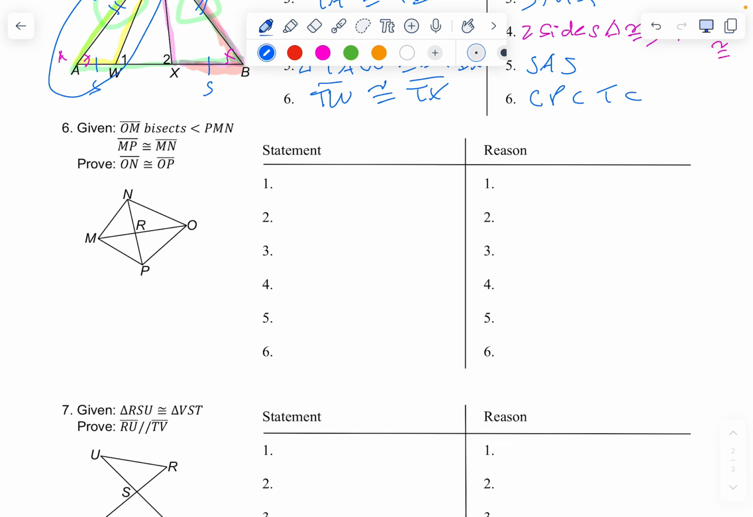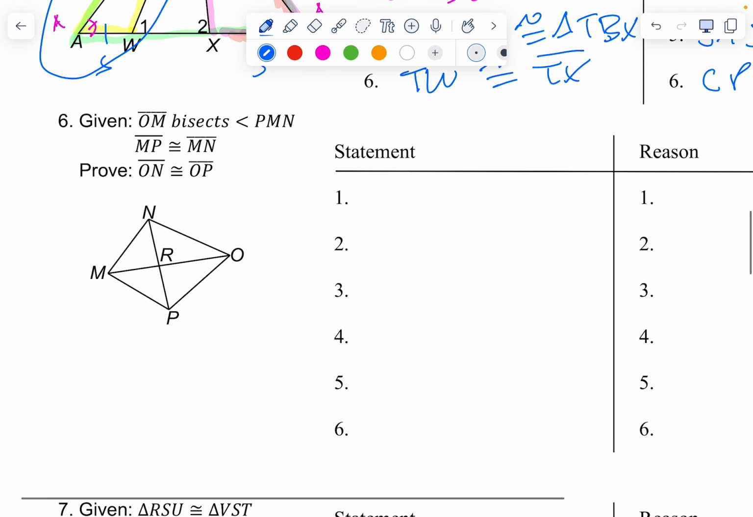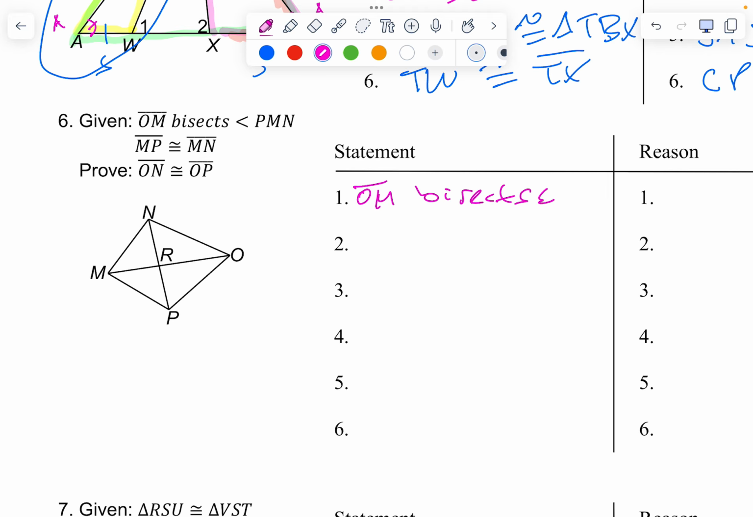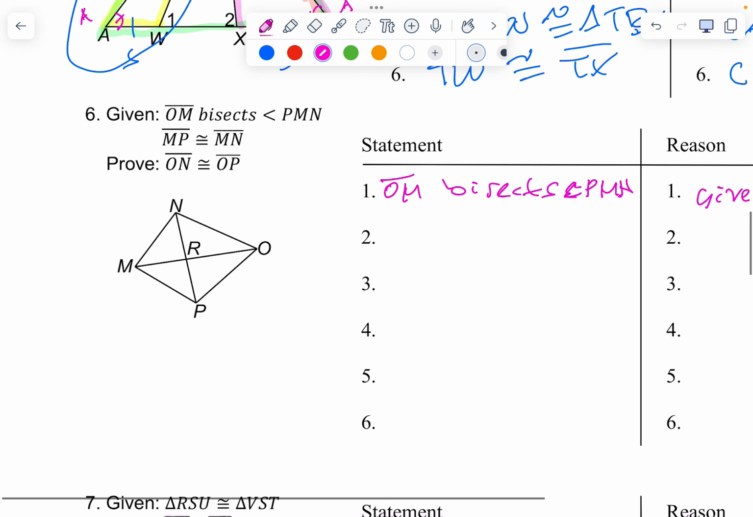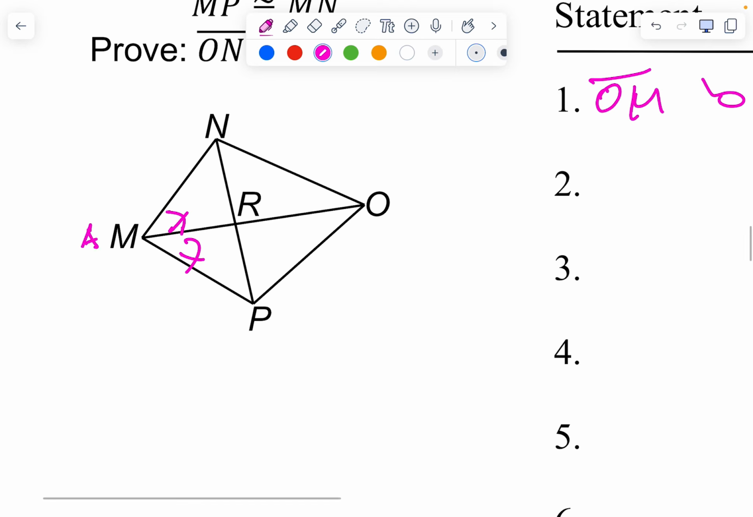Okay, on number 6, let's go ahead and write the first given, and then we'll analyze which two triangles we're looking at. So we have OM bisects angle PMN. What's the reasoning for this one? Given. So I'm saying that MO or OM is cutting PMN in half. Let's go ahead and notate these two angles are congruent too. So let's label A as an angle.